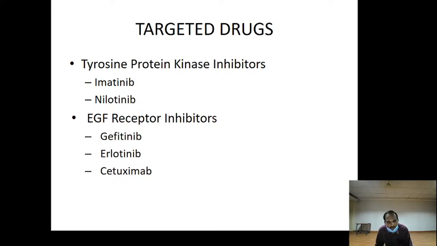So you have to remember that tyrosine protein kinases are responsible for upregulating the cell proliferation rate in multiple tumors. One of them is chronic myeloid leukemia, the other is dermatofibrosarcoma protuberans, and the third is gastrointestinal stromal tumors. In all three, protein kinases are upregulated, and if you have a drug which can inhibit these protein kinases, you will get benefit in all three tumors: chronic myeloid leukemia, dermatofibrosarcoma protuberans, and gastrointestinal stromal tumors.